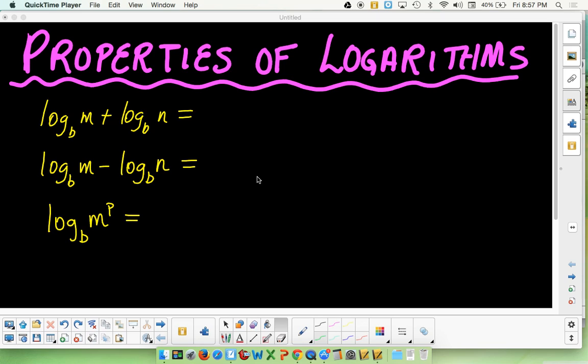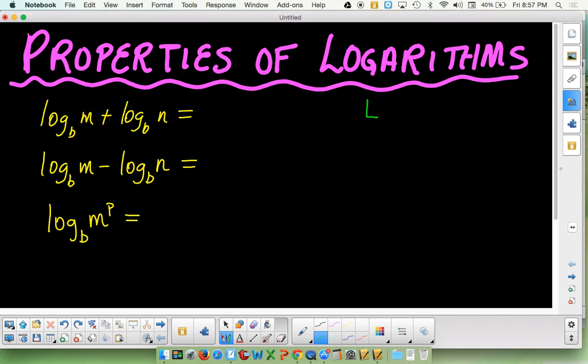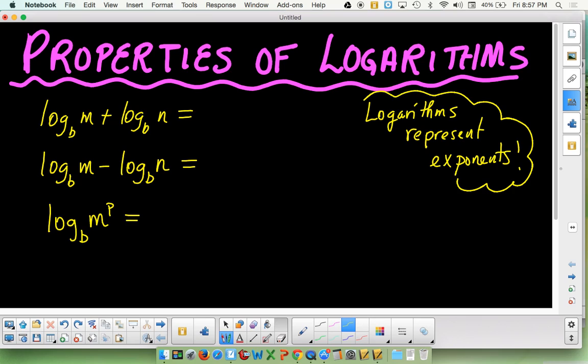Key thing to remember is, what do logarithms represent? And of course, I'm sure everyone out there in video land is saying logarithms represent exponents. So when you think of these properties, you have to think in terms of exponents. If each of those logarithms in this first property are exponents, that means I'm taking an exponent plus an exponent.